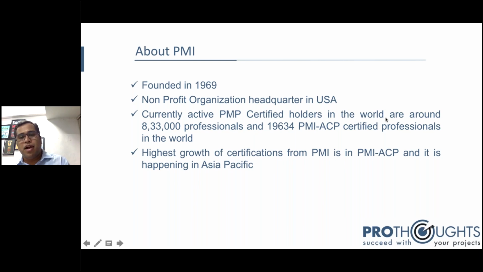But a quick thing about that, the agile certification has witnessed tremendously high year-on-year growth in the last 4 years. In 2014 there were around 1,500 agile certified professionals, which has grown to 20,000 in the last 4 years. So a tremendous exponential jump, and surprisingly the growth is in Asia Pacific. One of the leading countries is none other than China.